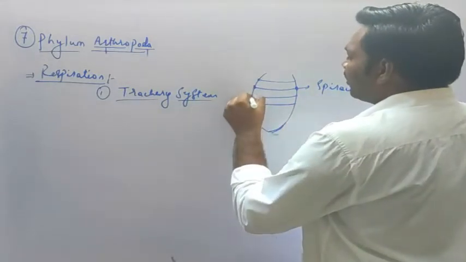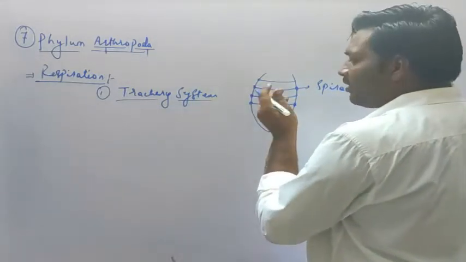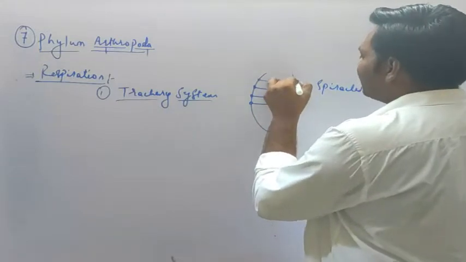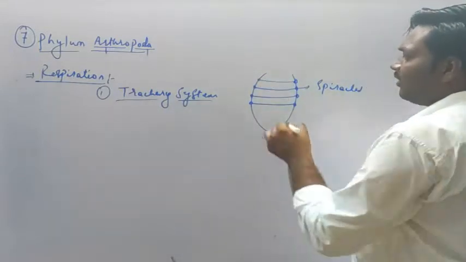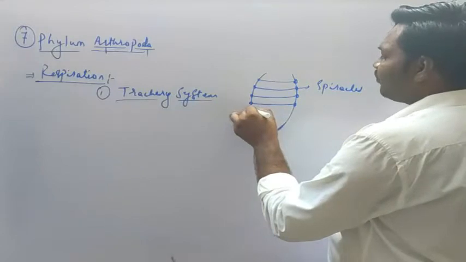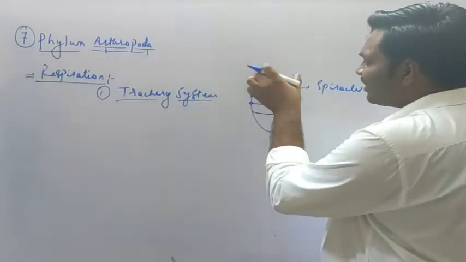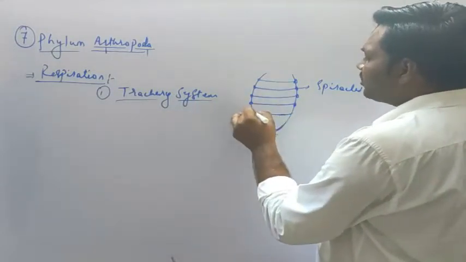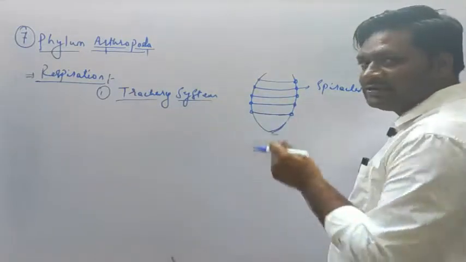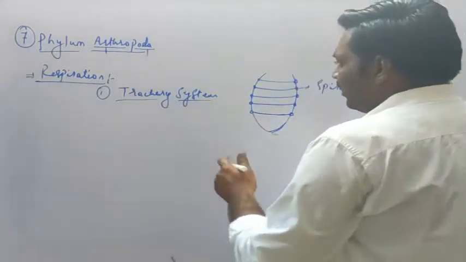Spiracles. Okay, and this is a part of the tracheal system. So here the oxygen or whatever gases are exchanged within the body of the arthropods will be carried through the tracheal system, which opens through the spiracle, that is the opening.